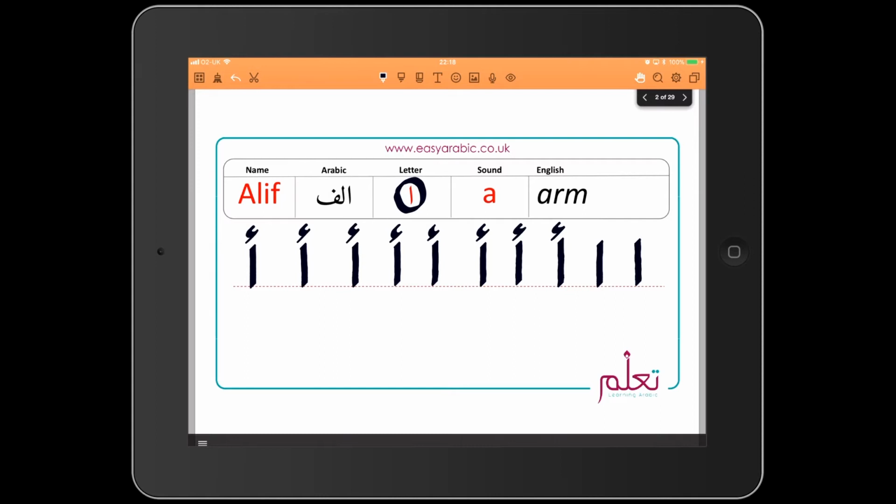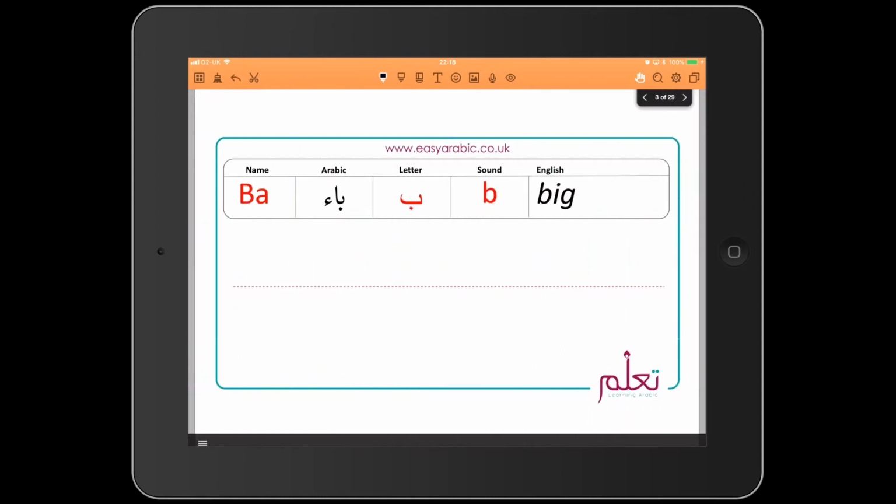The next letter that we have is the letter ba. In Arabic it is ba, and the sound is ba as in big. Let's write this, and it's quite easy to write. Three parts. First you do this, 1, and then 2 on the line, and then the tail at the end. And then the nukta at the bottom. So that is the letter ba. Let's do it again. Number 2 and the tail and ba.